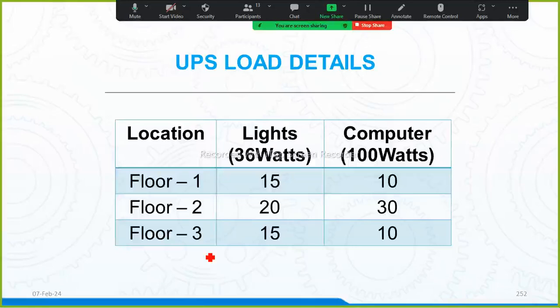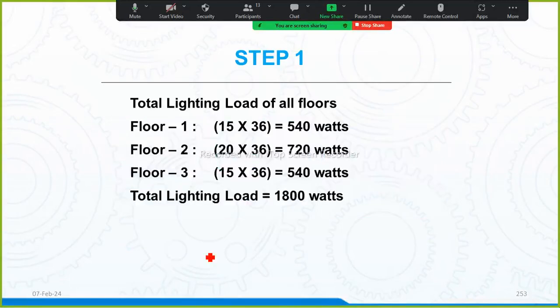Client बोलेगा मुझे 2 घंटा या 1 घंटे का backup चाहिए. If I want to get 1 hour or 2 hours of backup, what is the age of the battery we require? That everything we will study now. Okay, so now let us see the same 5 steps calculation.